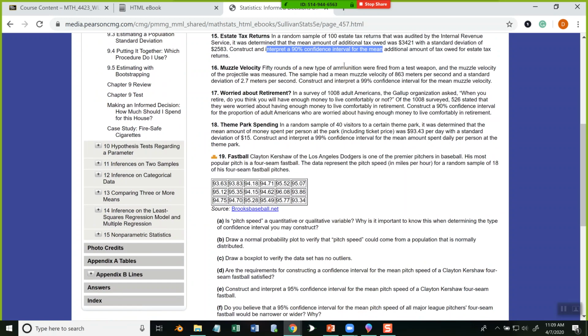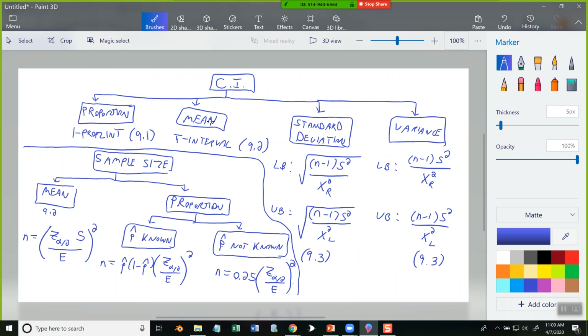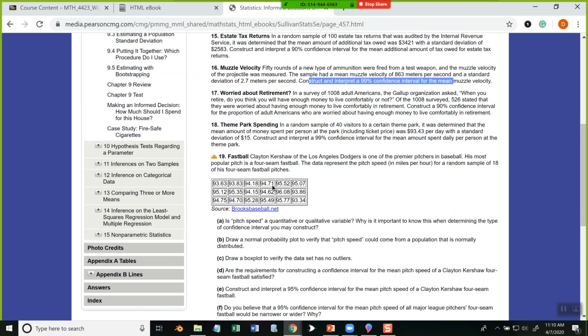Number 16, construct confidence interval for the mean. Confidence interval for the mean, we would use t-interval. Are these making sense so far? How you determine which technique to use?